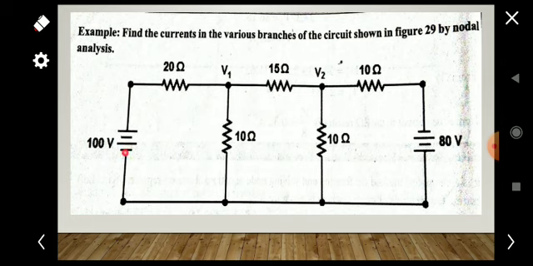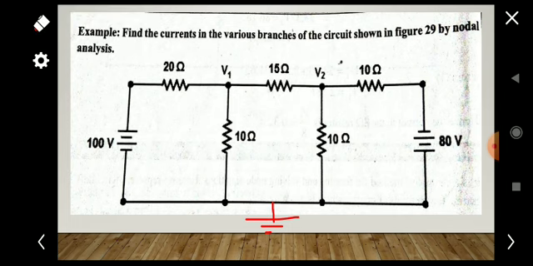As per the diagram, this is the first node and this one is the second node, and also there is a reference node, which is kept here. So this will be the reference node. So normally three nodes are there.